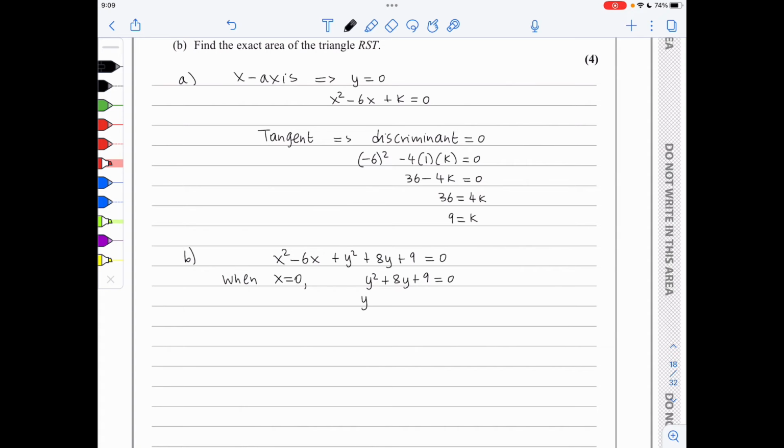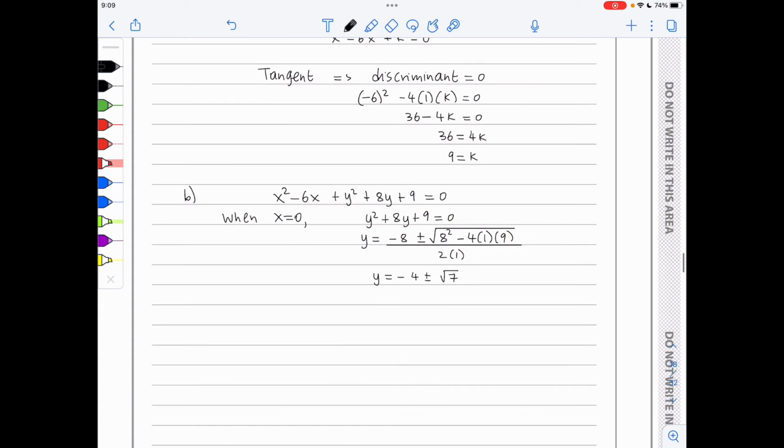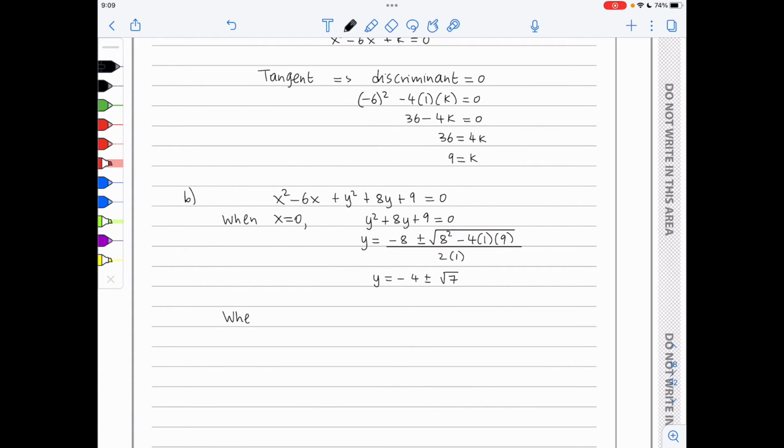I will use the quadratic formula. It's minus b plus or minus the square root of b squared minus 4ac, over 2a. So this is giving results of negative 4 plus or minus root 7. When y is 0, we get x squared minus 6x plus 9 is 0. So x minus 3 all squared is 0, which means that x is 3.